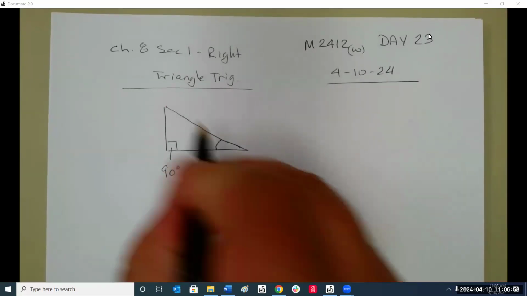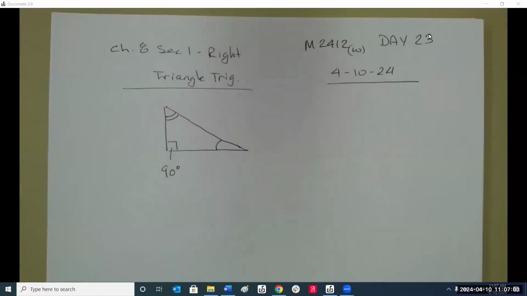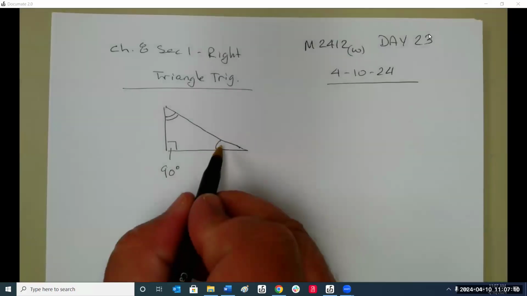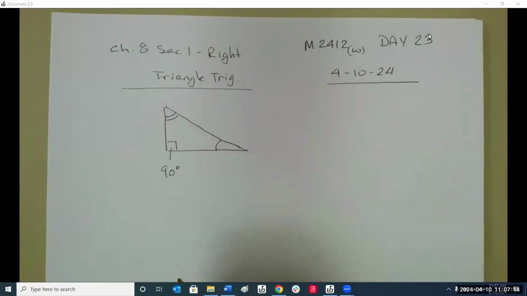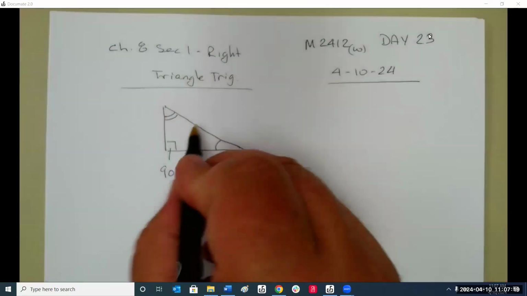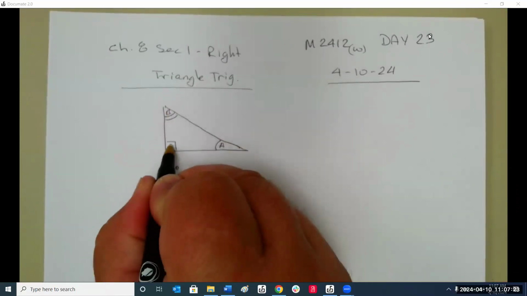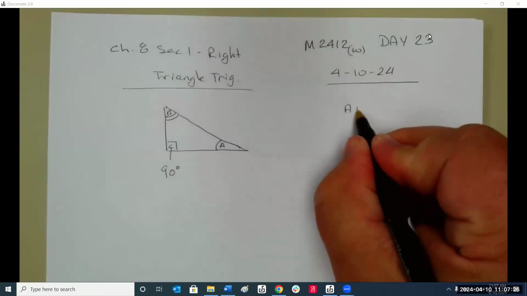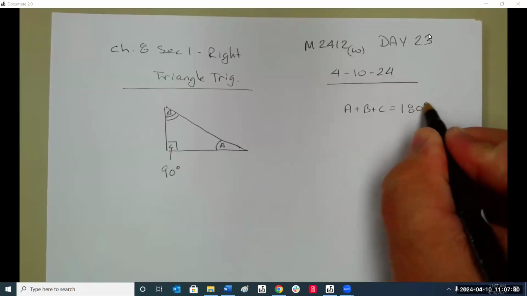Then we have two different angles here. Are they always going to be different? No, but if one's 45, the other one could be 45. What is the sum of the internal angles of a triangle? Yeah. So here we have, we'll call this A, call this B, and call this C. The angles A, B, C in a triangle have to equal 180 degrees.